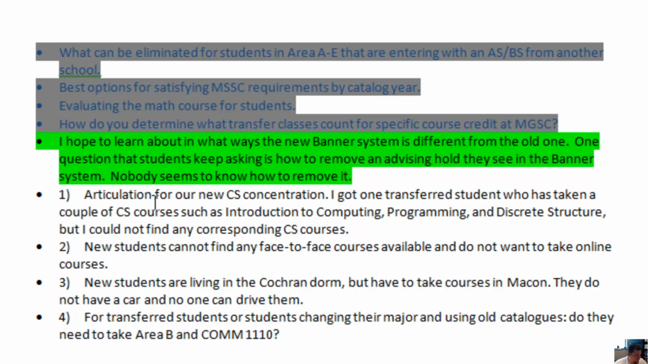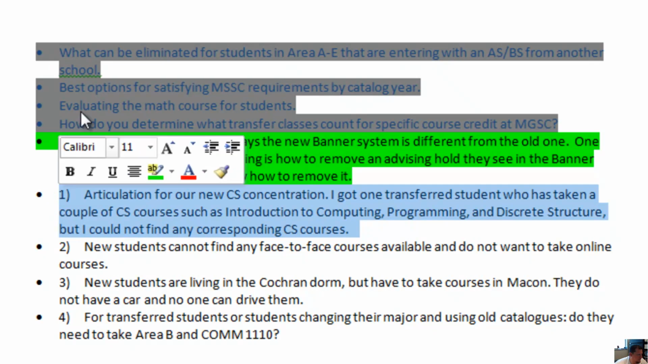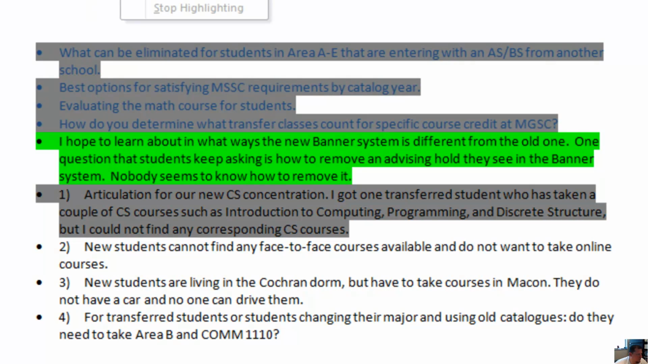Articulation for our new CS concentration. I have one transfer student who has taken a couple CS courses such as Intro to Computing, Programming, Discrete Structures, but I could not find any corresponding CS courses. So that CS concentration has been deactivated or deleted, so that will no longer be a question that we need to address.